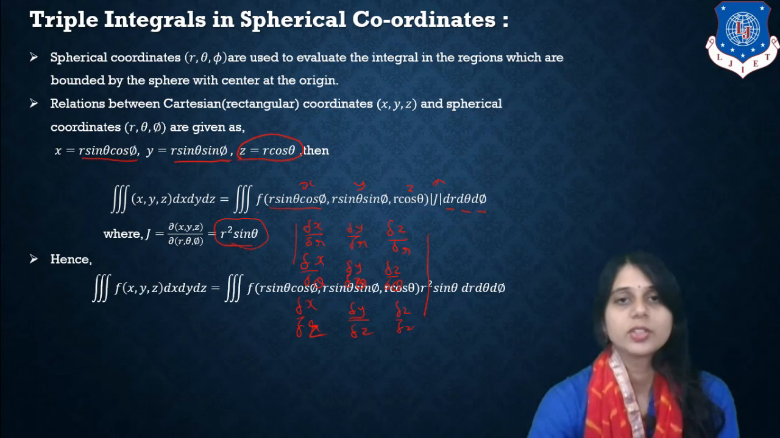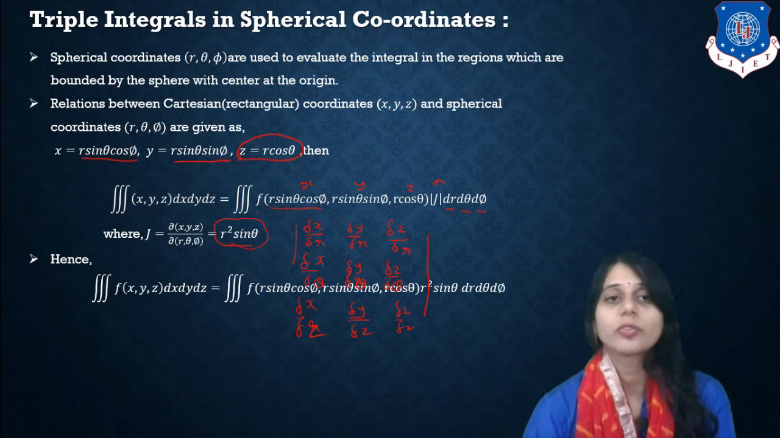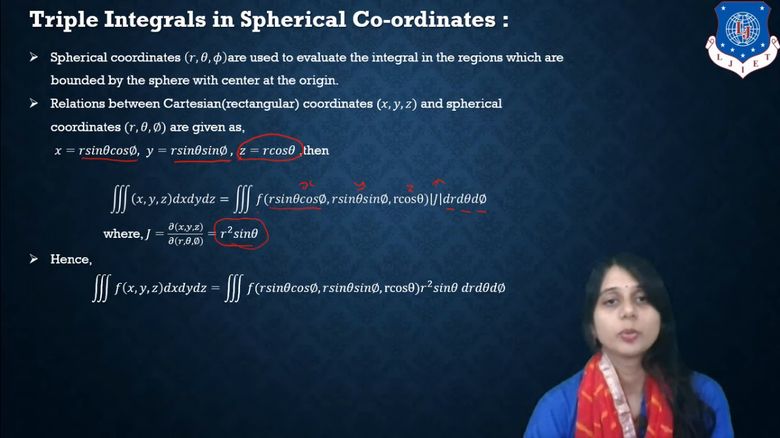Hence we say that the triple integration of f of x, y, z dx dy dz equals the triple integration of f of r sin theta cos phi, r sin theta sin phi, r cos theta, times r squared sin theta dr d theta d phi.